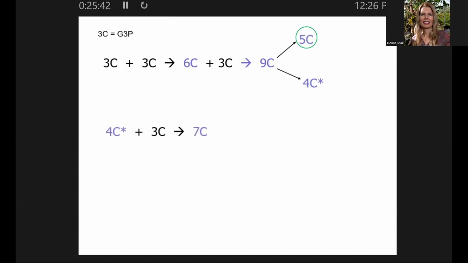So that 4 carbon will react with another G3P and become a 7-carbon. And then if you add on another G3P, then you're up to 10. And if you split those in two, you're at 5. So you've made the magical number of 5. That's what we're going for through that process. So let's go back.